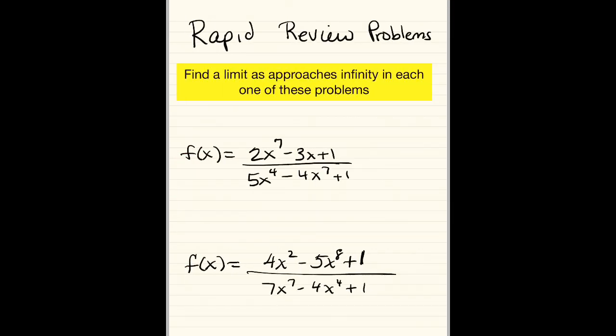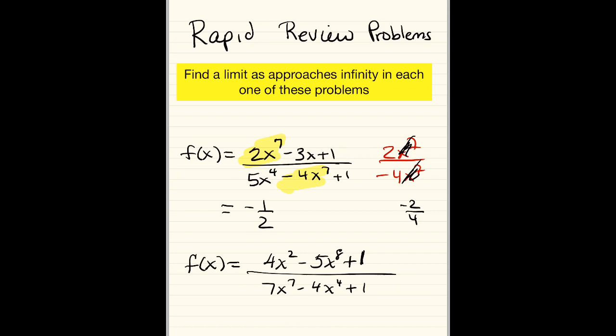Okay, let's try rapid review. Let's see if we can get this. Find the limit as x approaches infinity in each of the problems. Highest on top, highest on the bottom. Oh my God, that noise. Okay, so that's that. We're going to reduce it, and we're going to get -1/2. Why? Because there's no more x's there. So there's no x to plug in the infinity.